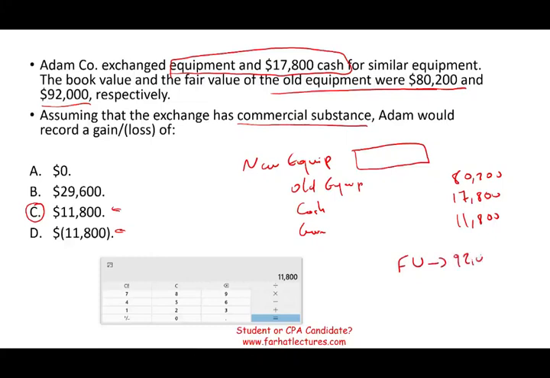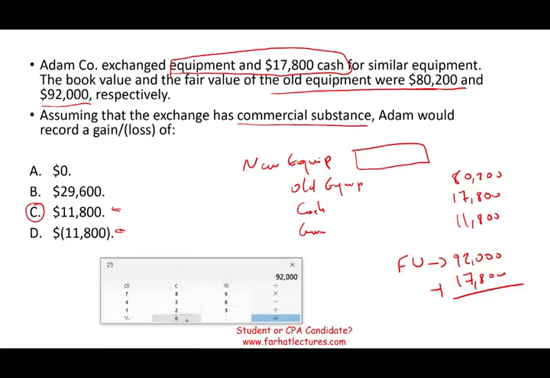Remember, we recorded it at the fair value of the asset given up, 92,000. But remember, you also gave up cash. It's not only that you gave up the asset; you exchanged it also for cash. So you paid cash. This is how much you paid for the asset. So let's take a look at this.